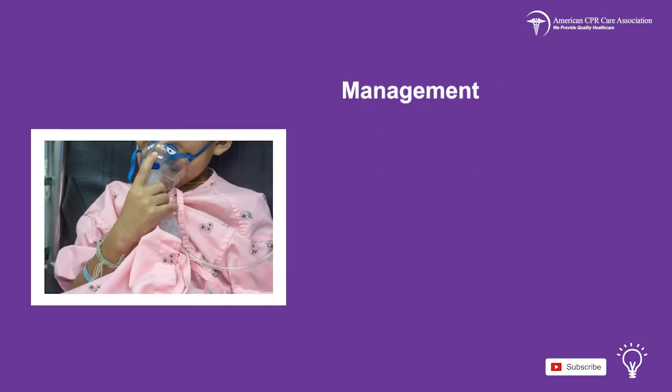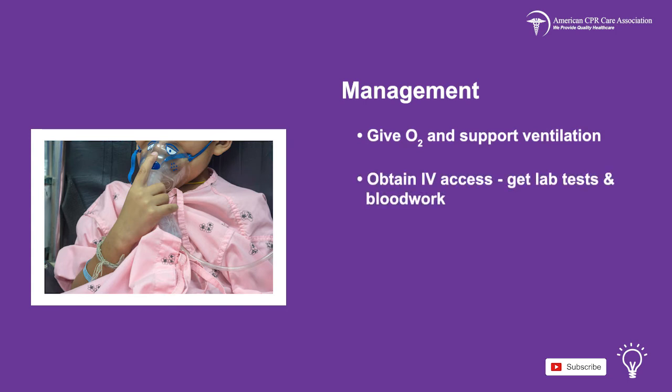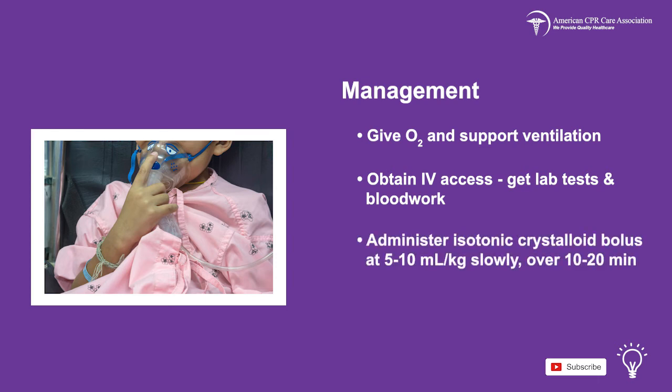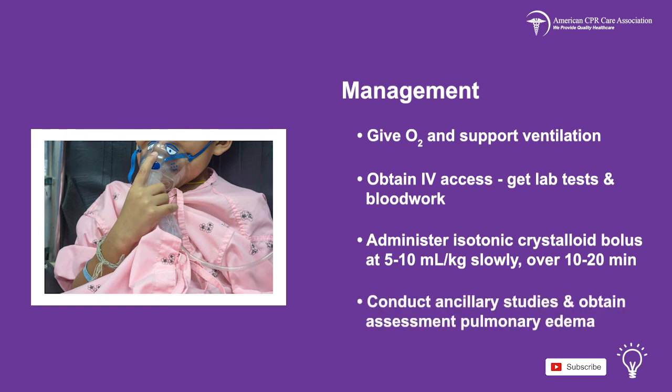To manage cardiogenic shock, first, give the patient oxygen and support ventilation. Obtain vascular access and get lab tests and blood work. Administer a bolus of isotonic crystalloid in a dose of 5 to 10 milliliters per kilogram, slowly over 10 to 20 minutes as needed. Then conduct ancillary studies and obtain an assessment for pulmonary edema.